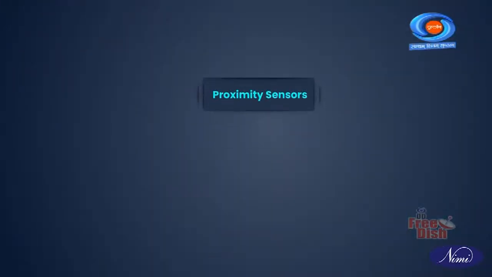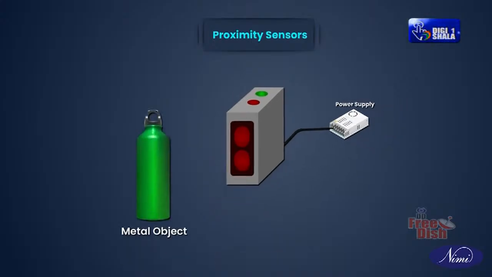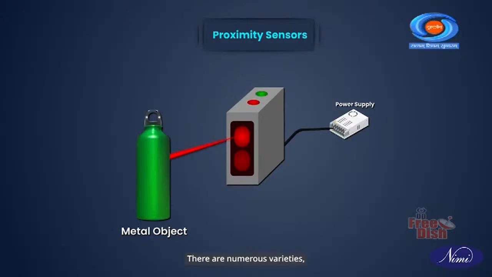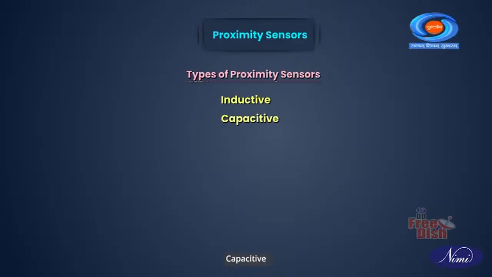Proximity sensors. These sensors work without making direct contact with an object. They can identify its presence. They make use of sound, light, and electromagnetic waves to determine if objects are present or not. There are numerous varieties, each suitable for different environments and applications. The types of proximity sensors are inductive, capacitive, and photoelectric.